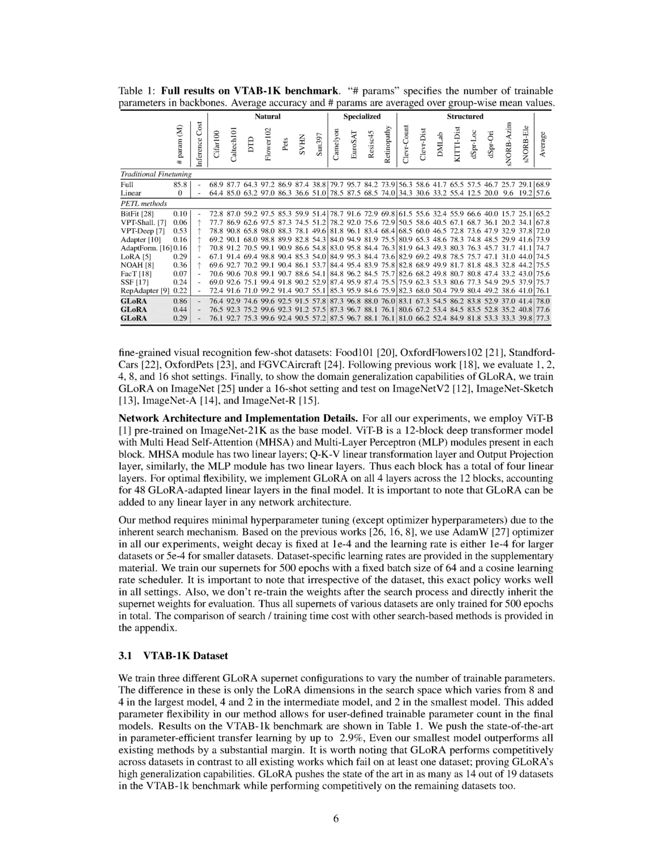As for the architecture and implementation details, we use the ViT-B model pre-trained on ImageNet-21K for all of our experiments. ViT-B is a transformer model comprised of 12 blocks, each containing multi-head self-attention, MHSA, and multi-layer perceptron, MLP, modules. Both MHSA and MLP modules include 2 linear layers, which means each block has 4 linear layers in total. We implement GLoRA across all 4 layers of the 12 blocks, making a total of 48 GLoRA-adapted linear layers in our final model. It's important to stress that GLoRA can be added to any linear layer in any network architecture.